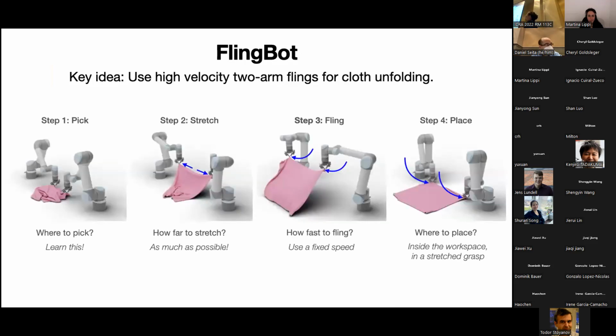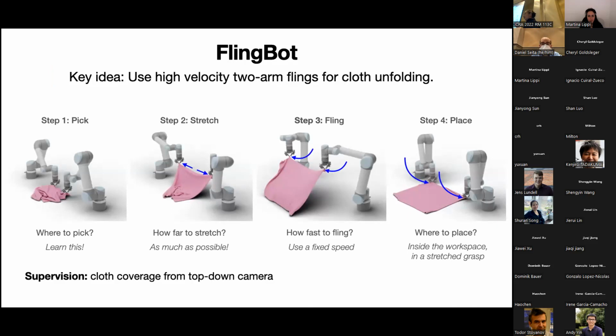To implement this idea, we developed a system that learns how to unfold a piece of fabric using a sequence of pick, stretch, and fling actions. The performance of the whole system and all the action primitives are directly measured by the cloth coverage, which can be directly computed from the top-down camera. Therefore, the whole system can be trained end-to-end with self-supervision. You can let the system collect training data by itself, and then it will just improve its performance overnight.